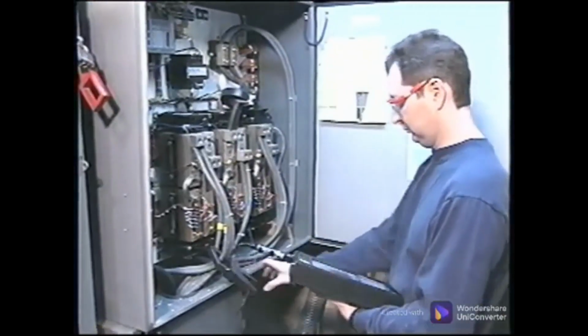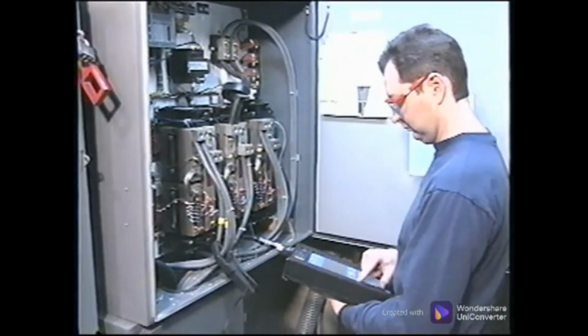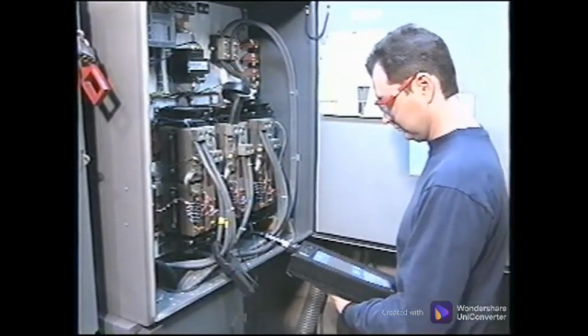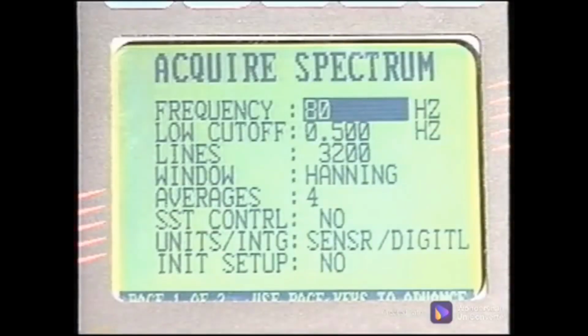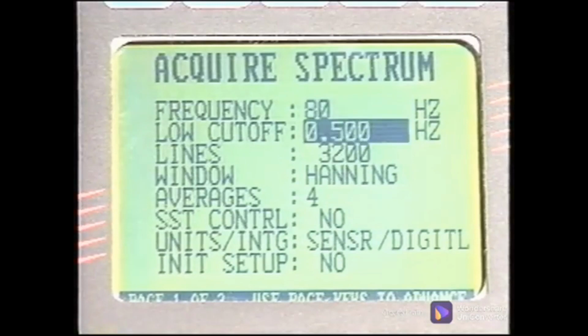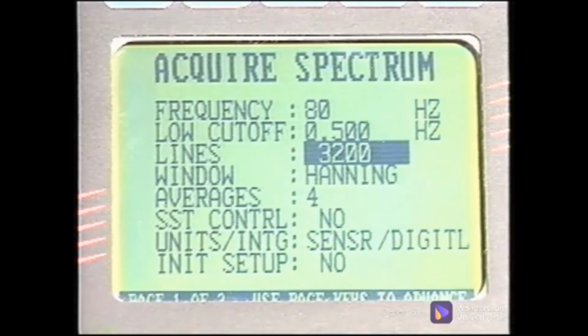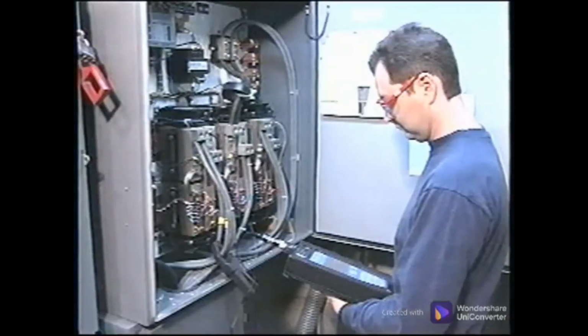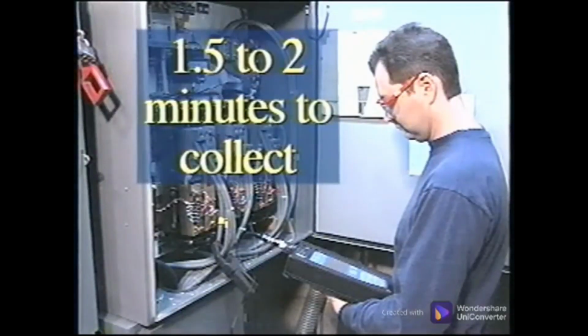Since these current measurements require the presence of an electrician to open the cabinet, collecting them only when a problem is suspected saves time and money. Capitalizing on these current measurements requires special setup. The measurement point should be set up with a maximum frequency of only 80 Hertz, with 3,200 lines of resolution and 4 averages. With this high resolution, the data could take 1.5 to 2 minutes to collect.